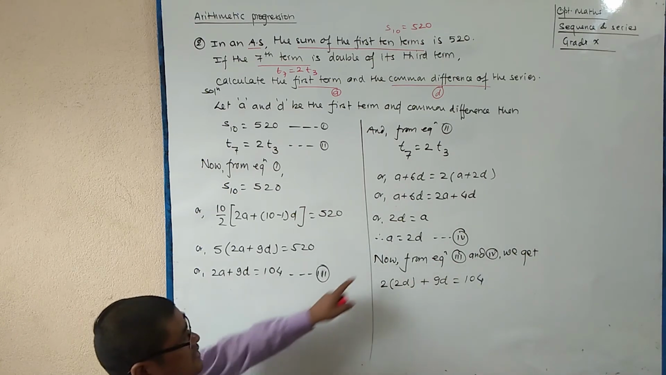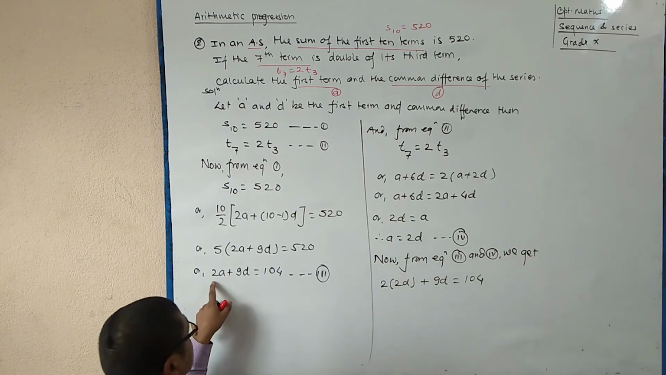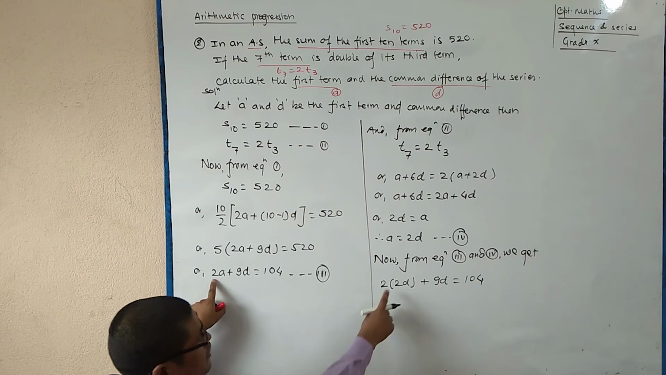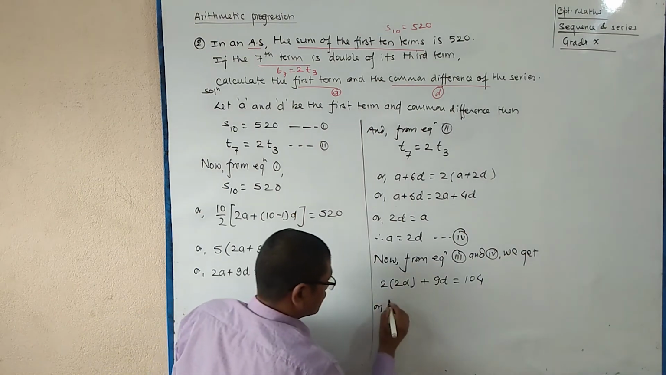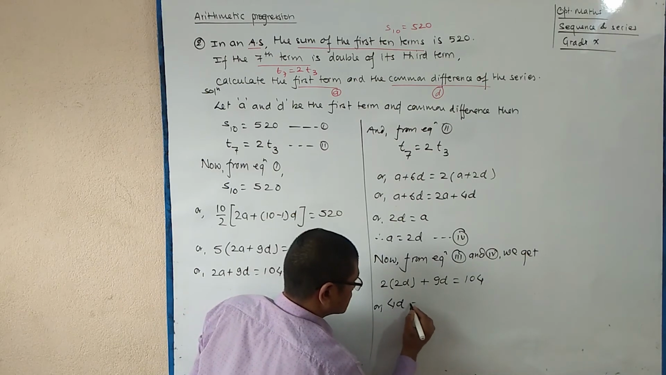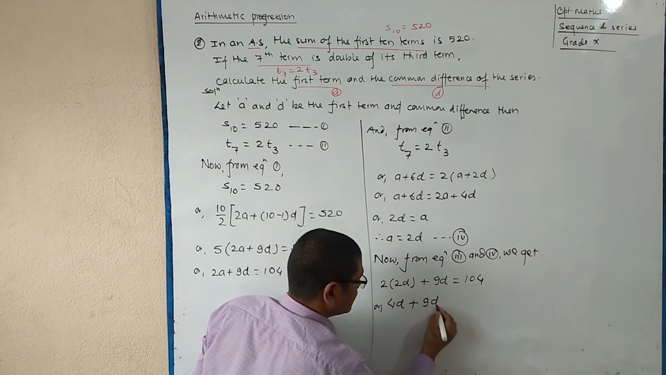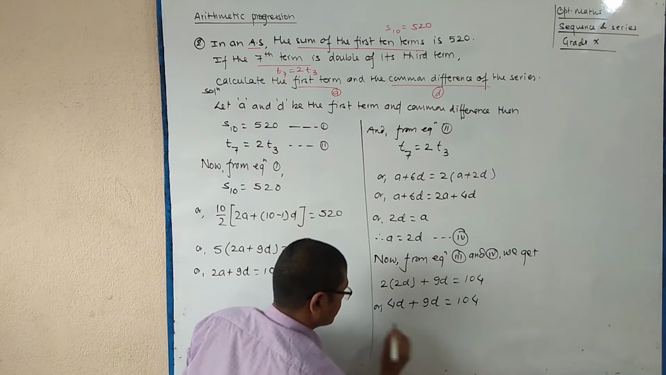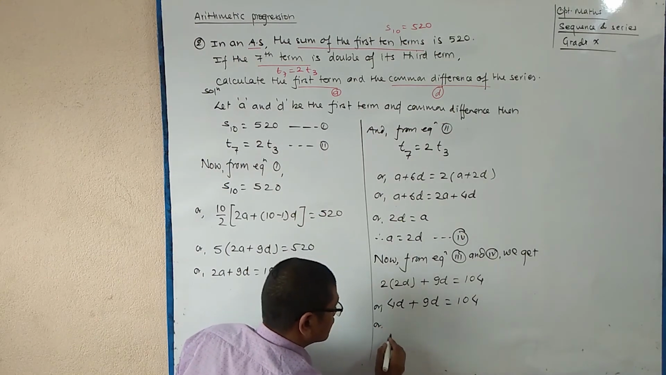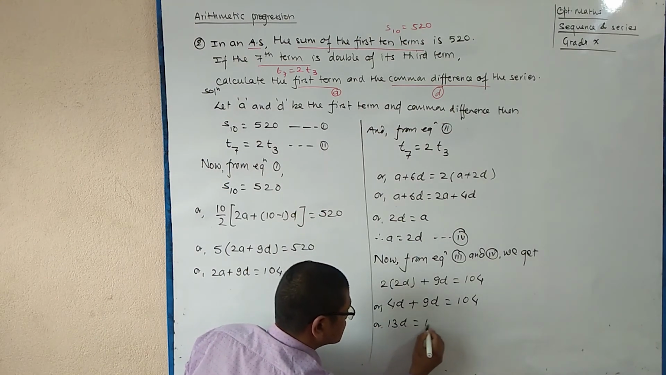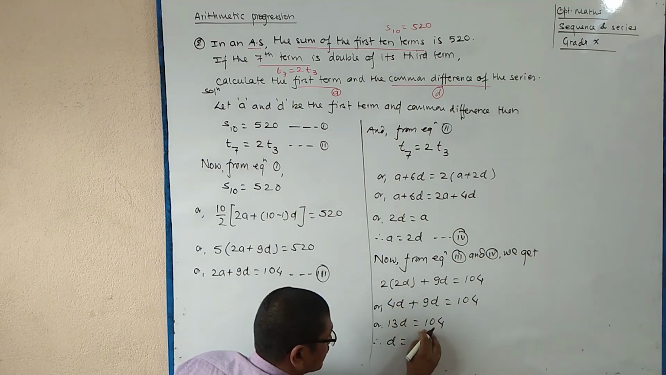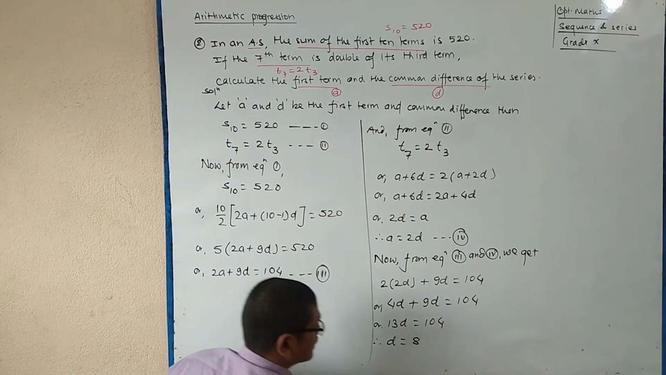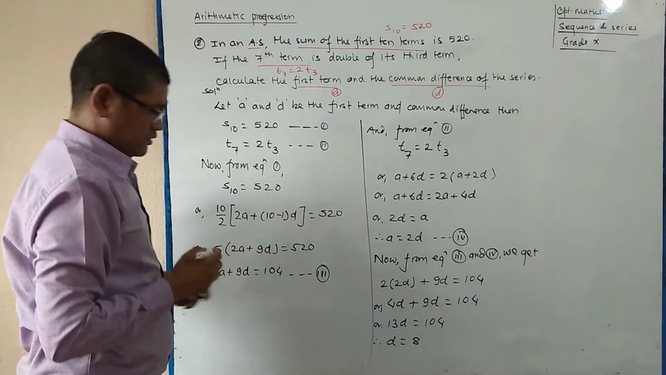That means instead of a we are substituting the value 2d. Twice times 2d instead of a gives 4d plus 9d equals 104, or here 13d equals 104. Therefore d equals 104 divided by 13, which is 8.